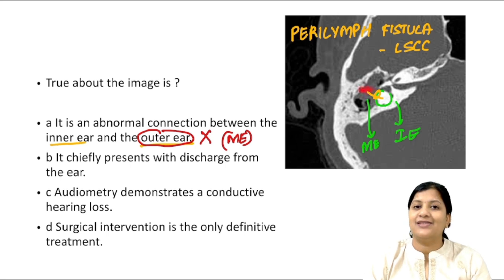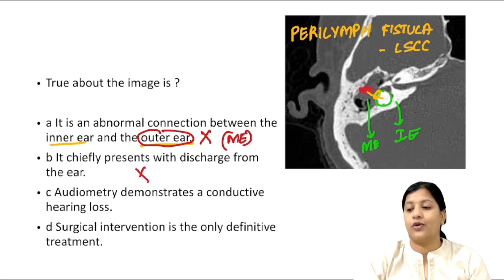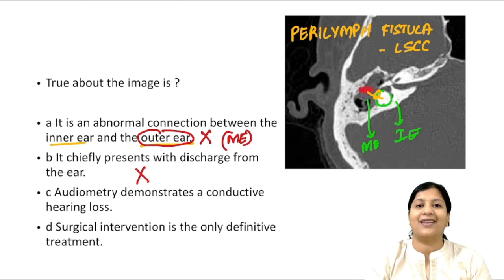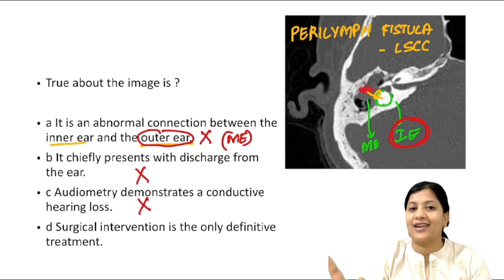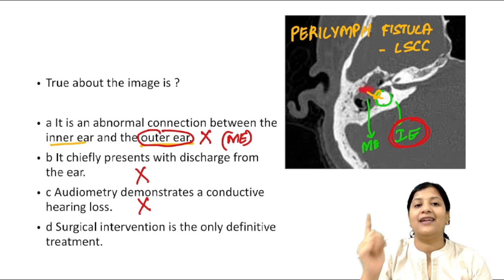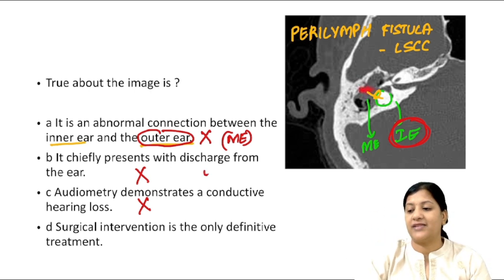It chiefly presents as discharge from the ear? No, because the lateral semicircular canal has got eroded, the patient will present mainly with intermittent vertigo along with sensorineural hearing loss. Because the inner ear is involved, they will present with sensorineural hearing loss and not conductive hearing loss. They do not present with ear discharge, they present mainly with intermittent vertigo. So the presentation is intermittent vertigo with sensorineural hearing loss.